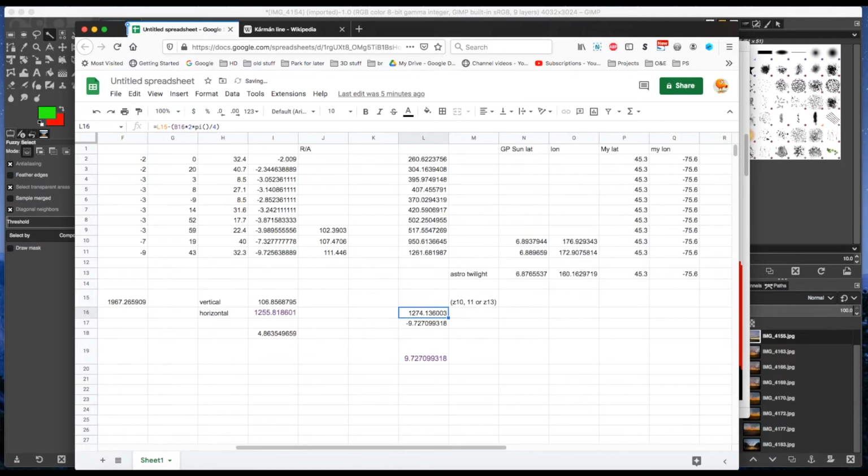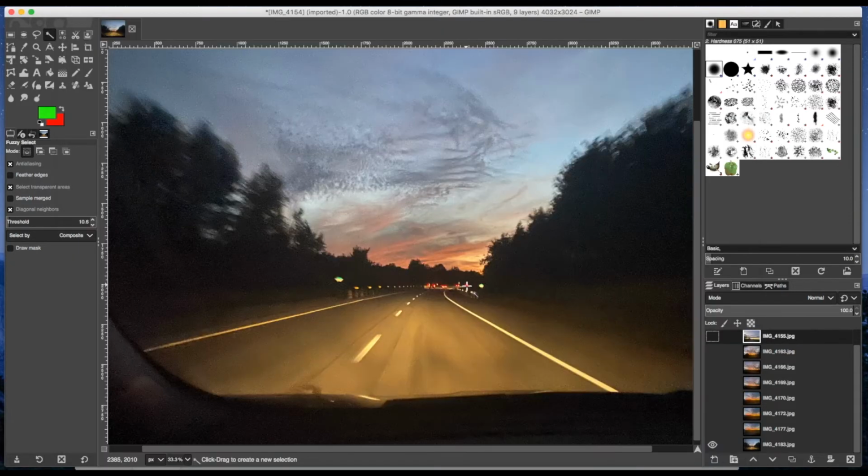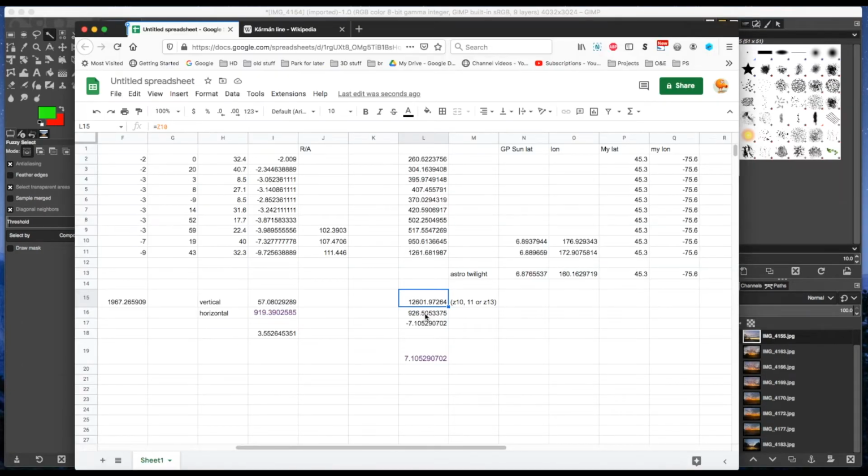If I pick this one, including an Earth's radius that compensates for atmospheric refraction, that would have put me at 12,601 kilometers from the sun's GP when I took this image. When I subtract the 90-degree arc, I get 926 kilometers beyond the terminator line, and then I'm able to calculate the angle in radians and then convert that to degrees, and this value is very close to this value over here.